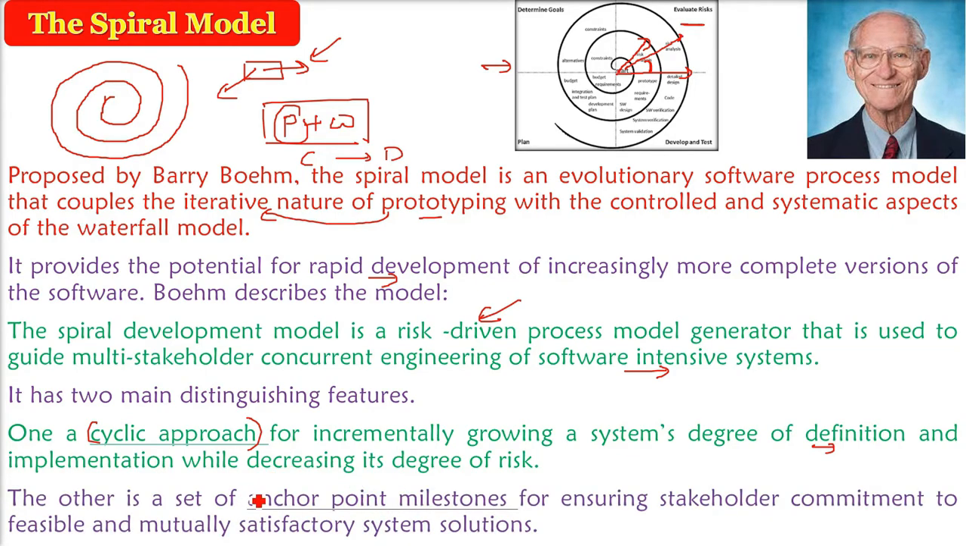The second distinguishing feature is the anchor point milestone. Because once you complete one spiral, there has to be some output. And what is the output? Which is agreed upon and satisfying the consumer, because you are committed to the stakeholder. So the anchor point milestone is you are giving something to them.